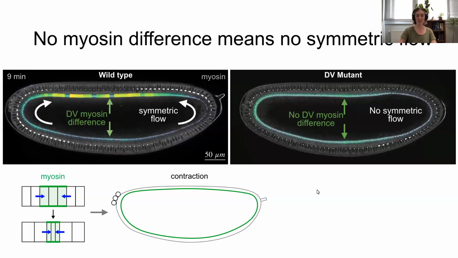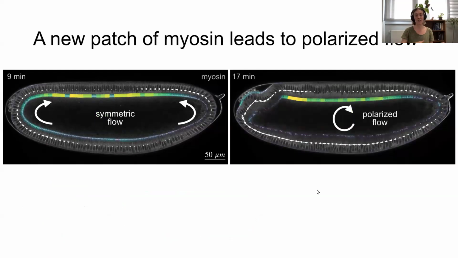So that's great. We understand that myosin could be contractile, and it can drive symmetric flow. But as I had mentioned earlier, what we're really interested in is understanding this transition from symmetric to polarized flow. So now if we look at the myosin profile at this later time, when we have the onset of polarized flow, we see that globally the profile of myosin doesn't look that different. The main difference is that we have this new patch of myosin on the posterior of the embryo that appears just around the same time that the flow transitions from symmetric to polarized flow.